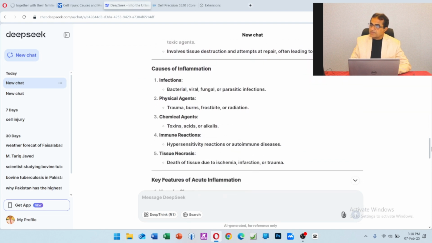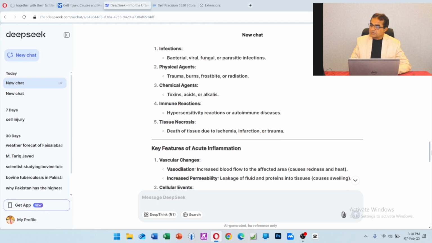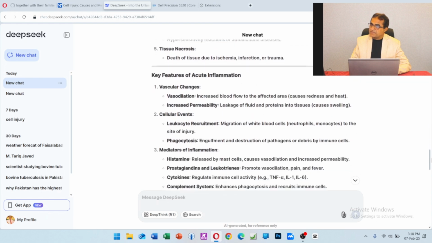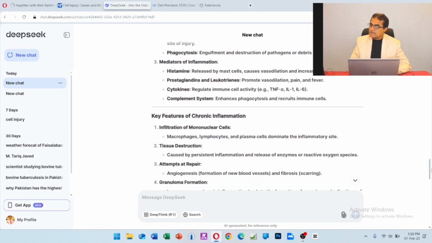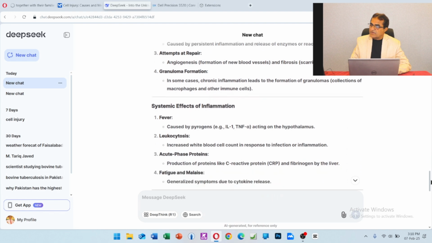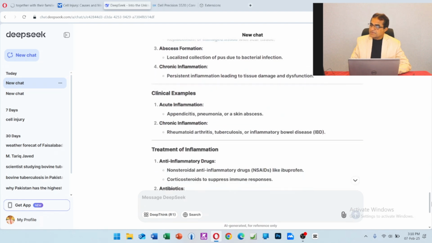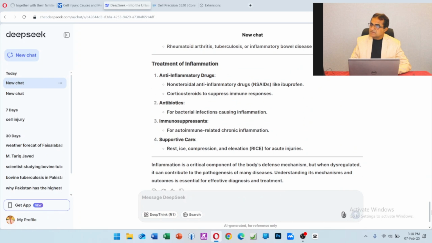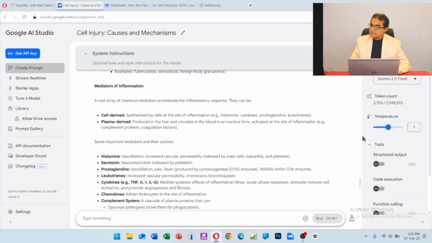starts the inflammatory process. So it starts with causes of inflammation and a very brief view about causes, key features of acute inflammation. Now here it has given some key features of acute inflammation and chronic inflammation, systemic effects, outcomes of inflammation, clinical examples, treatment. But let's see in Google AI Studio.